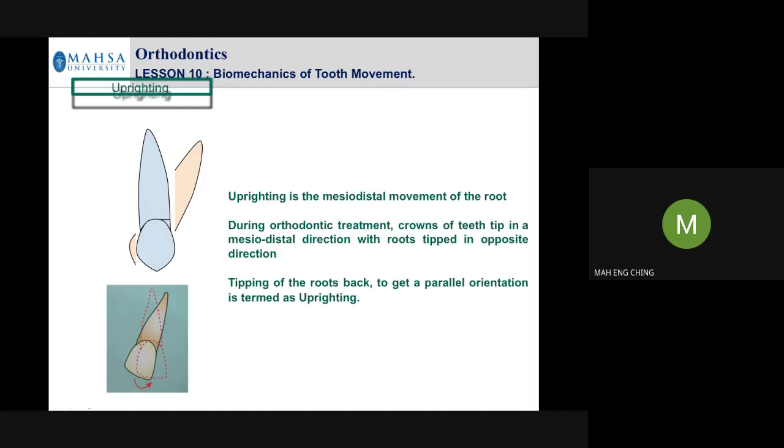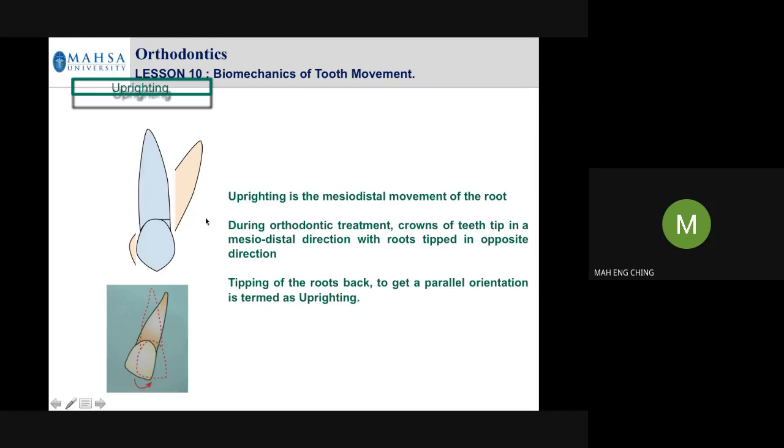Uprighting. Uprighting is a mesial-distal movement of the root. So during orthodontic treatment, the crown of teeth tips in the mesial-distal direction with the root tipping in the opposite directions. So tipping of the root back to get a parallel orientation is termed uprighting. So very simple. Let's say this root is tilted or crooked left and right, so you want to bring it back to the center. It's called uprighting. So either you tip the root back to the distal or mesial direction.